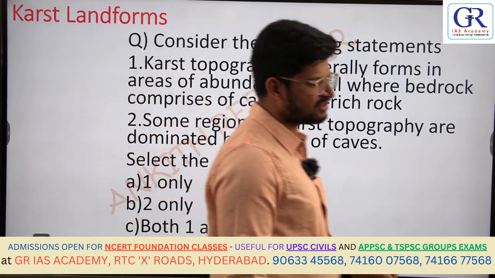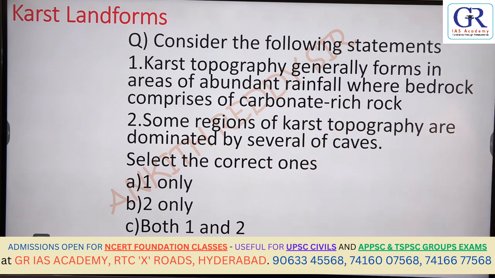Okay, once try to answer this question. Consider the following. Karst topography generally forms in areas where there is abundant rainfall, where bedrock comprises carbonate-rich rock.